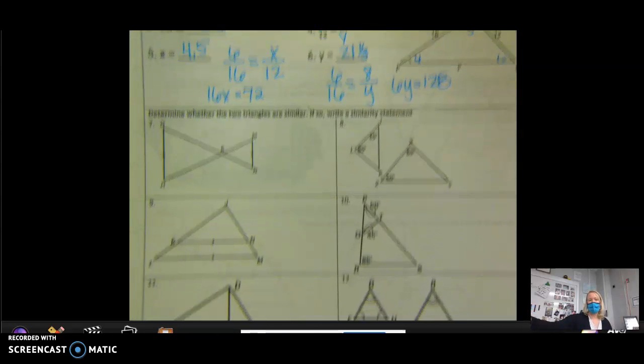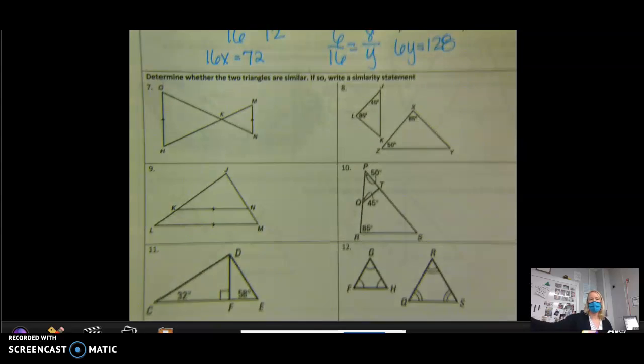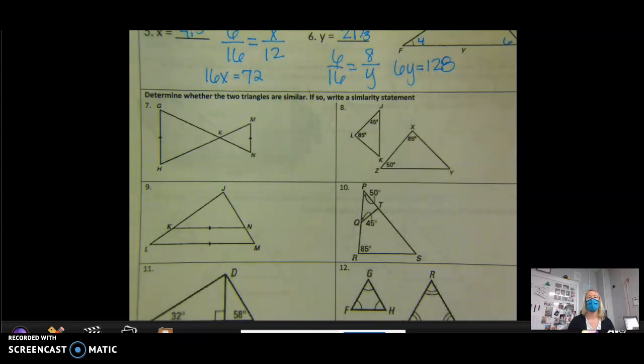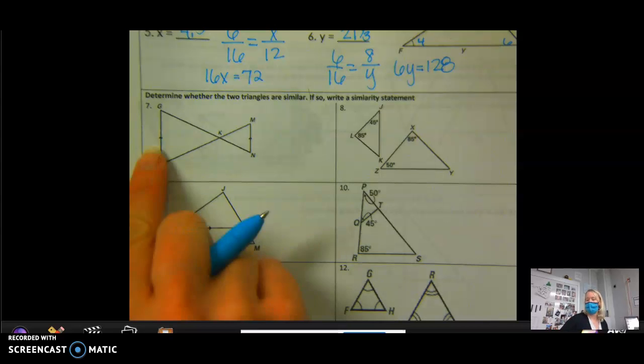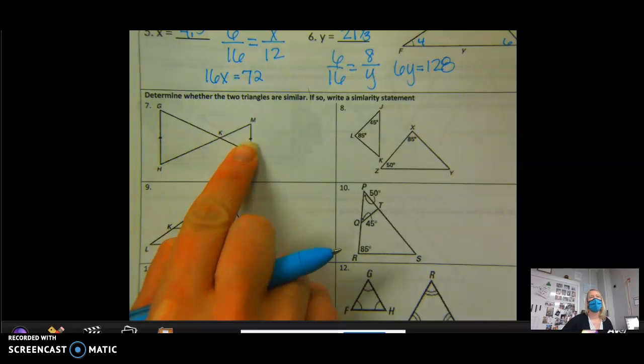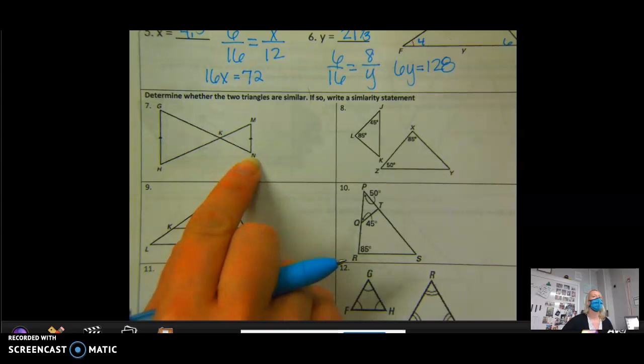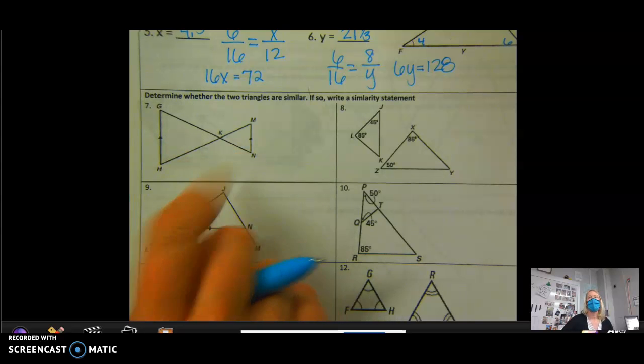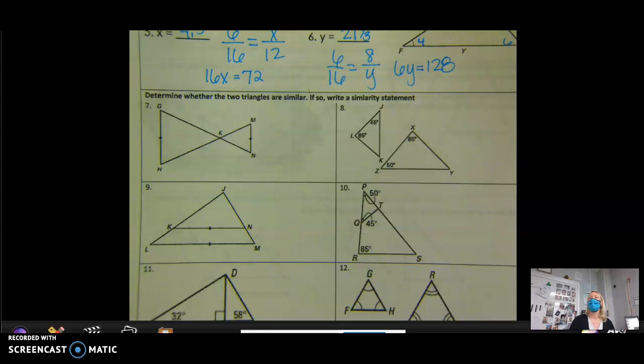Okay, number 7 through 12. You are determining whether the two triangles are similar. If they are, write the similarity statement. So let's look at number 7 together. Anybody see? They gave us that picture. They put these two markings on these sides. What do those markings mean? They're parallel. Okay. Anybody know what information I can pull out from this?